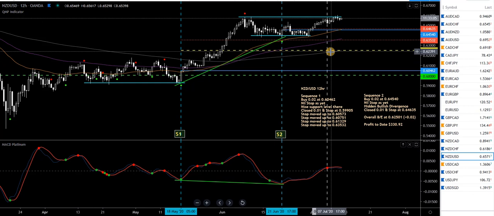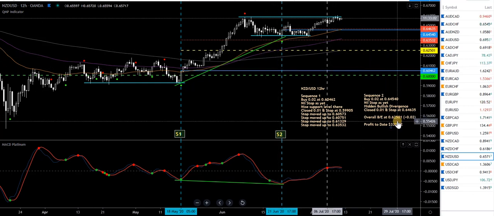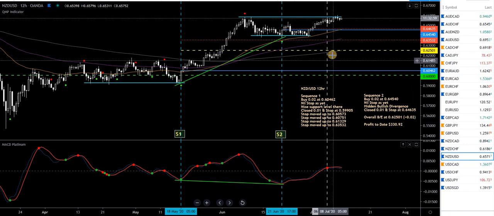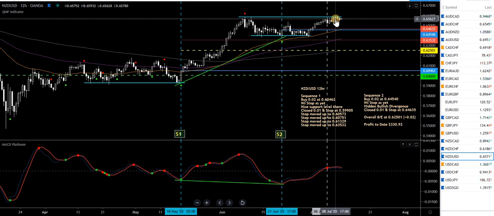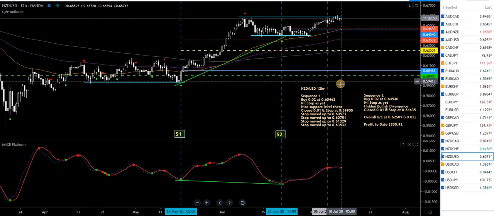So I can't lose in either of those trades. Overall break even for both is here. We're net positive 0.02, so as long as price remains above that, it's good. Struggling a bit at this resistance level. Big number here is 60 cents. That's the New Zealand USD, looking good.